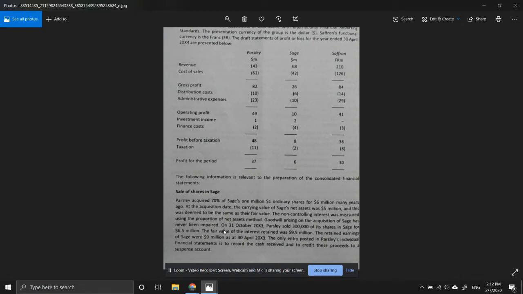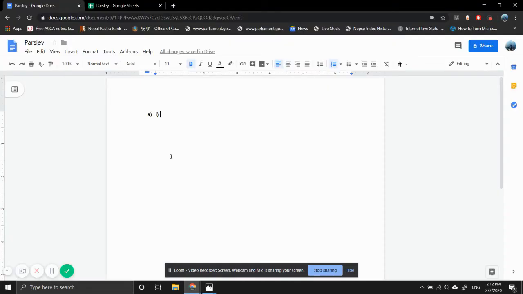On 31st October 20x3, Parsley sold 300,000 of its shares in Sales for 6.5 million. Out of 1 million, right? So that means it sold 30%. It had a previous holding of 70%, now it sold 30%. And then the fair value of the retained interest was 9.5. We will need that in order to calculate our gain or loss on disposal, right? So let's do it.